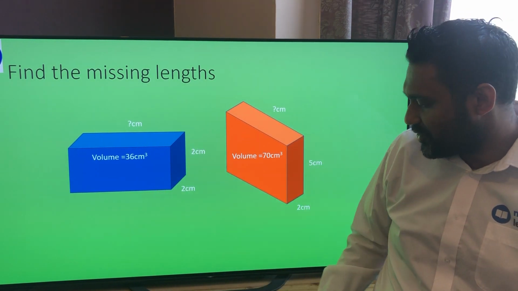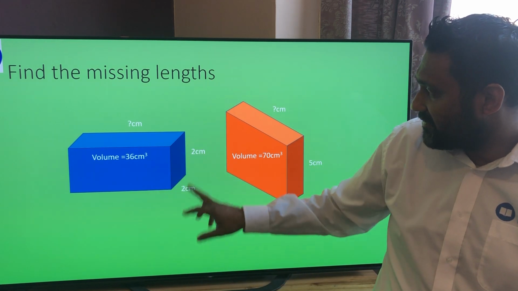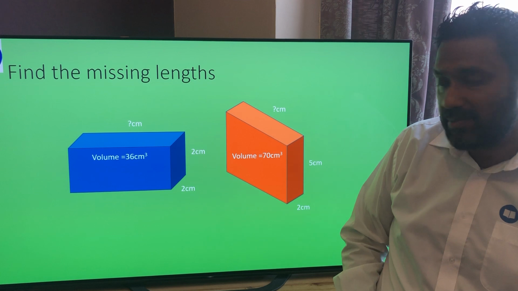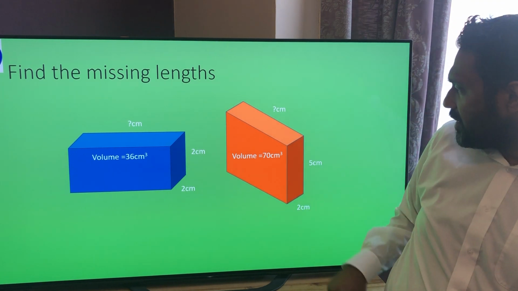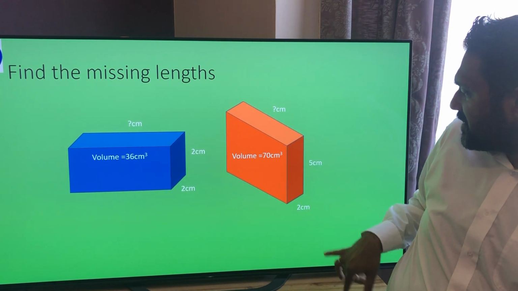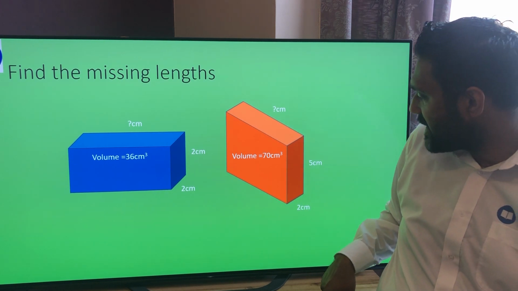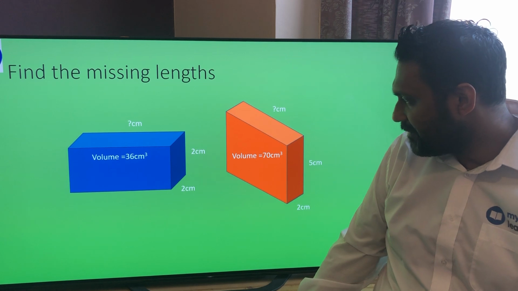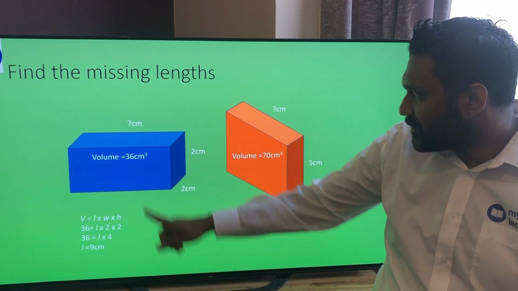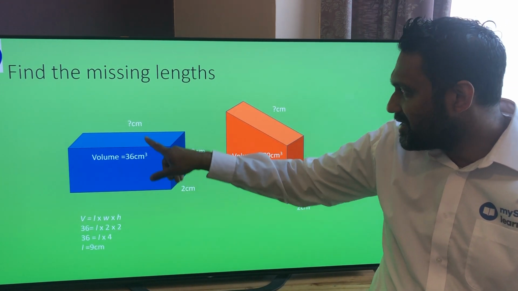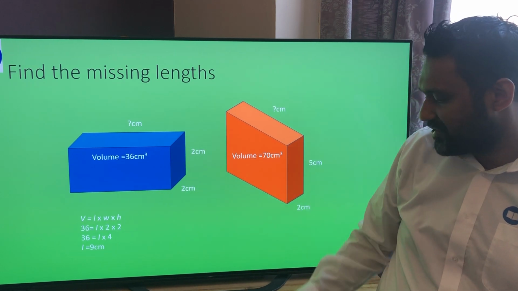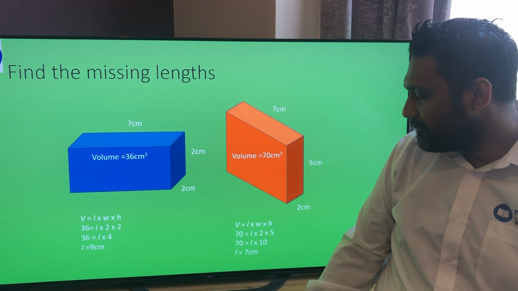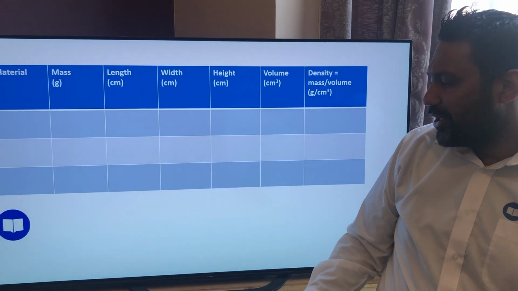So what would the answer to this one be? Well, you've got 36 divided by 2 times 2, which is 4, so 36 divided by 4, so that answer must be 9. And this one, I've got 70, but there's a missing number there, so 5 times 2 is 10, 70 divided by 10, that one must be 7. But 7 what? So we said that was 9, 9 what? It's 9 centimetres, because the lengths are in centimetres, the volume is in centimetres cubed, and that one must be 7.